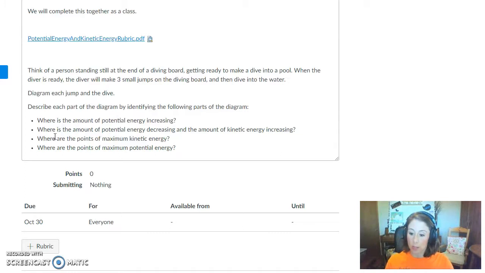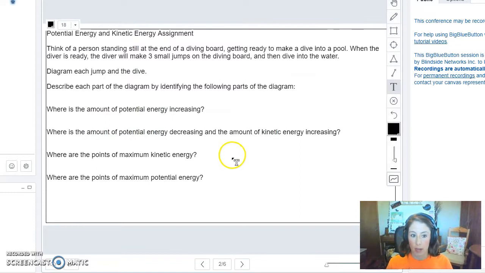All right, so if you want to draw this out just one time, that's fine. If you want to draw it out different times, that's fine as well. Let me finish reading it and then we'll swap over. It says, where is the amount of potential energy increasing? Where is the amount of potential energy decreasing and the amount of kinetic energy increasing? Where are the points of maximum kinetic energy, and then where are the points of maximum potential energy? All right, so let me swap over here so that I can do some writing and jotting things down.